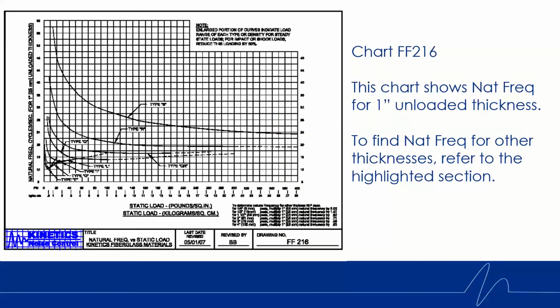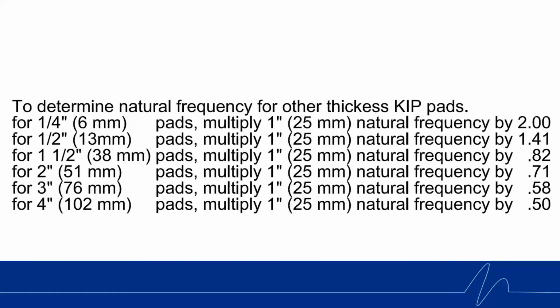Next, we're going to look at the chart FF216. This chart shows natural frequency for a 1 inch unloaded thickness. To find natural frequency for other thicknesses, refer to the highlighted section. These formulas can be used to determine the natural frequency of different thicknesses based upon the result of the 1 inch. For example, if we wanted to find the natural frequency of the 2 inch pad, we would take the result from the 1 inch and multiply it by 0.71.